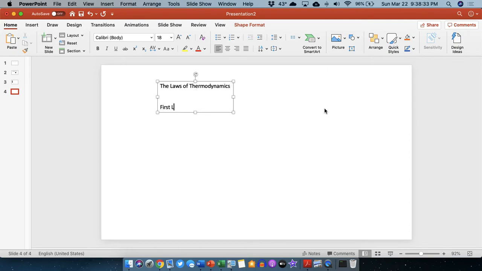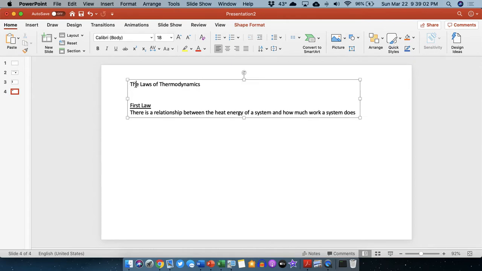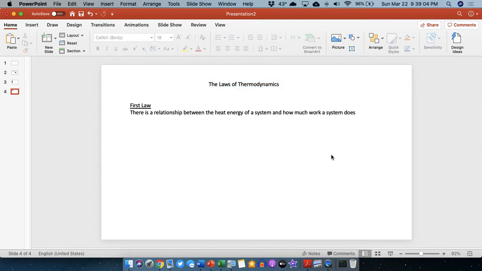The first law. The first law says that there's a relationship that exists between the heat energy of a system and how much work a system does. All right? That's all that the first law says. In mathematics, it looks like this. Delta U is equal to Q minus W. And you say, well, what's that supposed to mean?